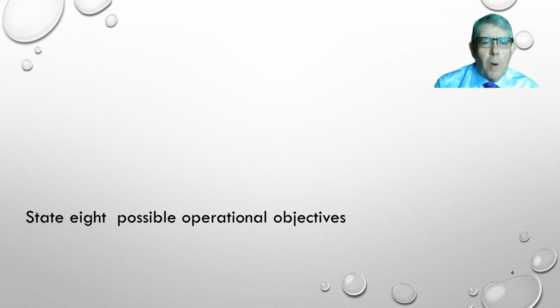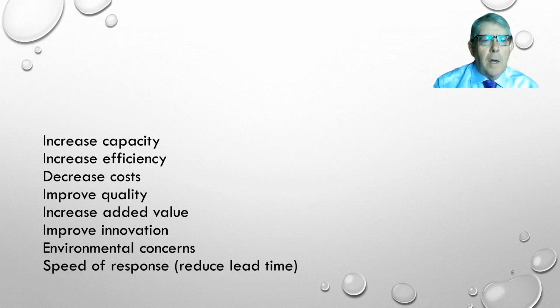State 8 possible operational objectives. To increase capacity, to increase efficiency, to decrease costs, to improve quality, to increase added value, to improve innovation, to consider environmental issues, and then finally speed of response, which is about reducing the lead time, which is the time from receiving an order to delivery.